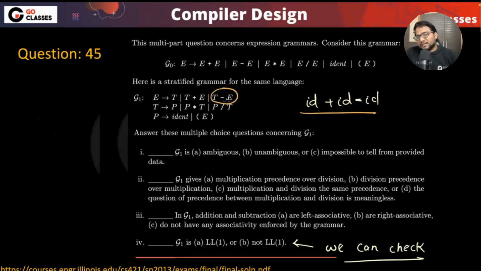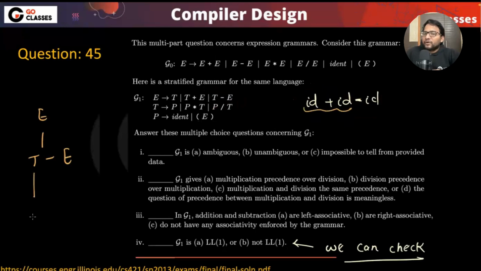See, if you do T minus E, then it means using this T, you need to generate ID plus ID, right? But T is just a term. Using this T, you cannot generate this plus. Basically, T is only for into and multiplication. So if you choose T minus E, then using this T only, you need to generate ID plus ID, right? But is there a way? Using this T, can you go back? No, right? So basically, using this T, you can't generate this plus. If you go to this E, it will come with the bracket.